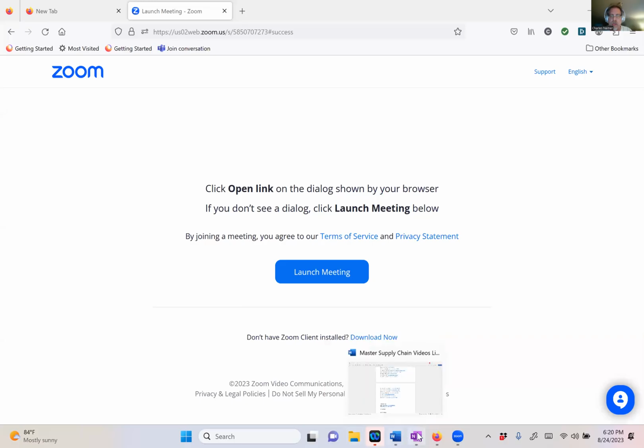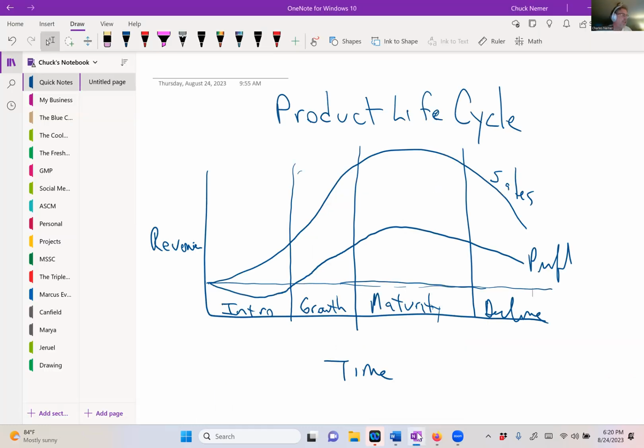Going to switch over to sharing our screen here, and we're going to spend our time talking about the product life cycle analysis, or really the product life cycle itself. So we've got the picture up here on the screen. Let me walk you through it first, and then let's talk about the so what behind it, why we should care for it.